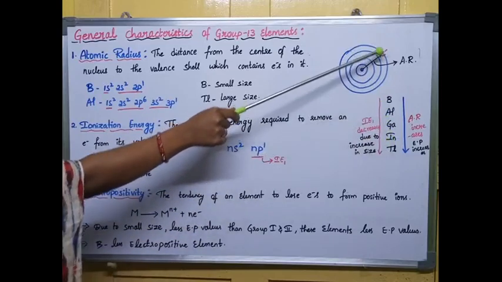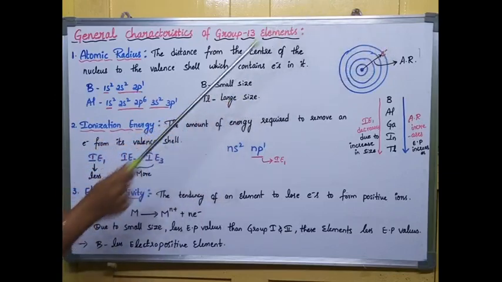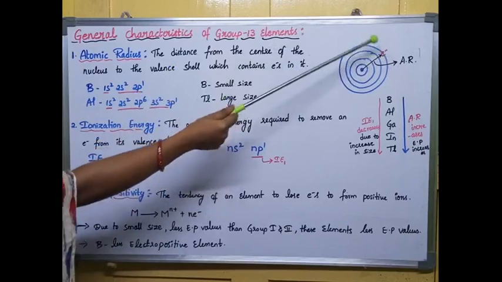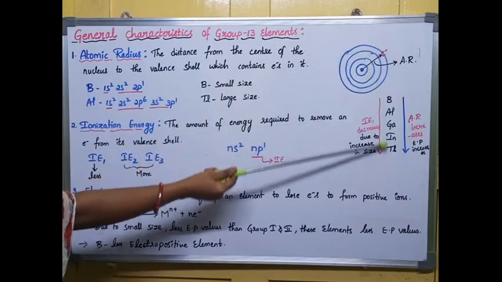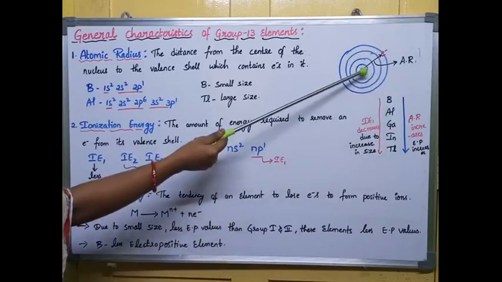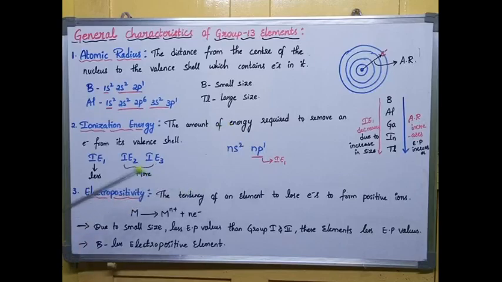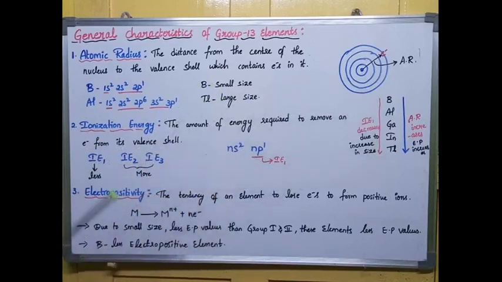As the number of shells increases, the nuclear attraction on the valence electrons decreases. Due to the decrease in nuclear attraction, the nucleus cannot attract electrons towards itself, so the size increases. From top to bottom, the size of any atom increases. So boron has a small size and thallium has a large size in this group.